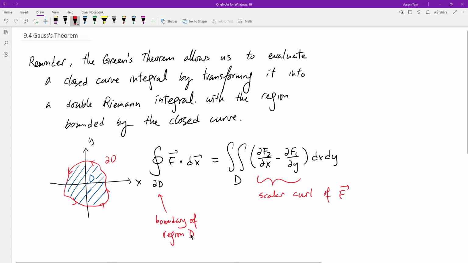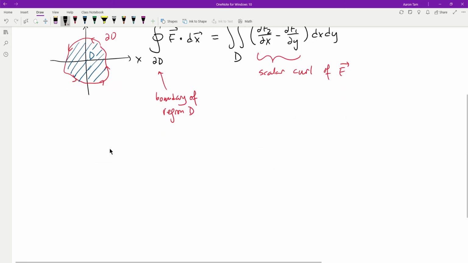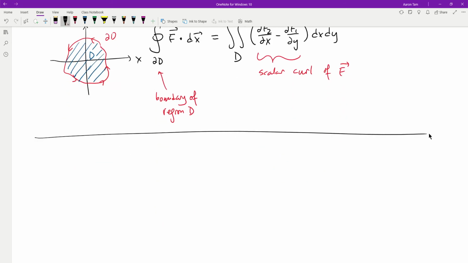Then what is Gauss's theorem? Well, Gauss's theorem does the same exact thing as Green's theorem, but a dimension up. So before we show you what Gauss's theorem is, let's give you some terminology first.